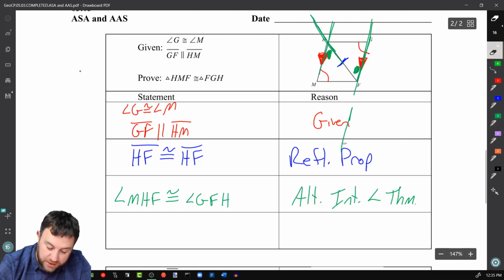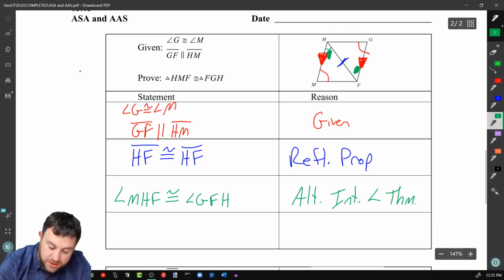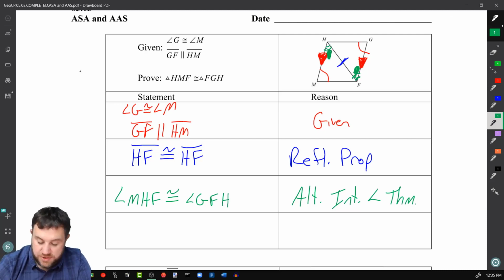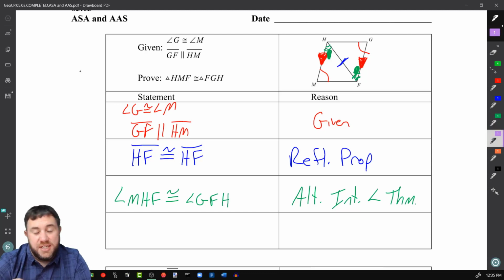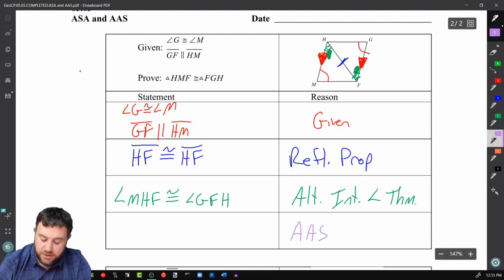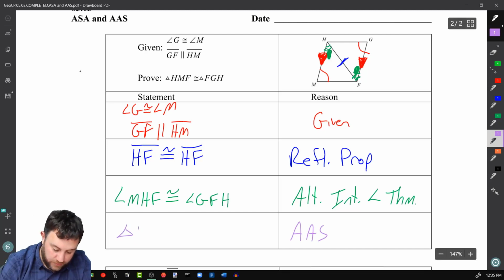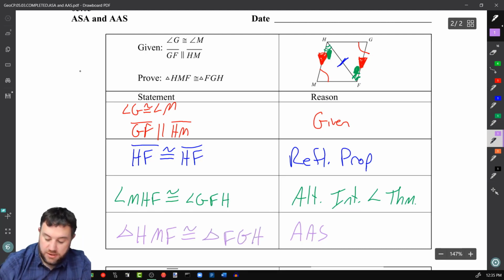I'm going to go back and erase my green so you can see the thing a little bit better. Let's mark those congruent. So now you can see it a little bit better. So we have two angles and a side. And so our question is the side between the angles? Does it connect the two angles? It does not. And so that's how we know we're going to use AAS. So triangle HMF is congruent to triangle FGH.